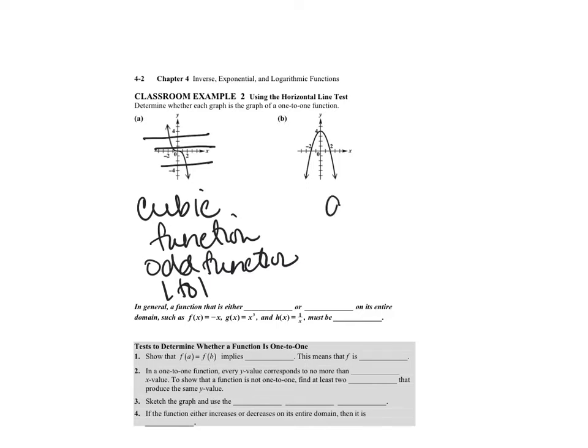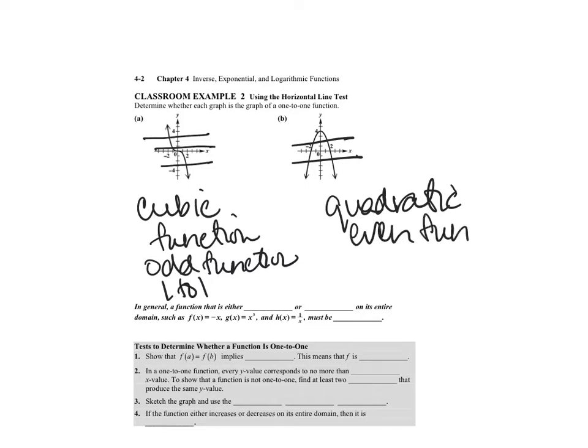This is a quadratic, so it's an even function. So it's not one-to-one. In general, a function that is either increasing or decreasing on its entire domain, so these are all odd functions, must be one-to-one.